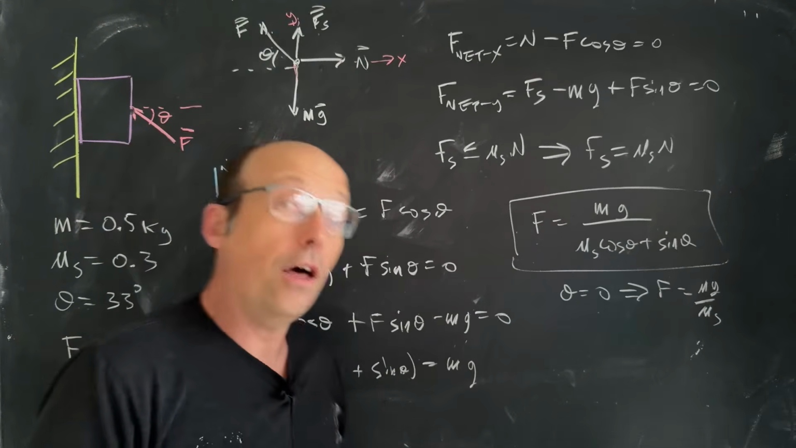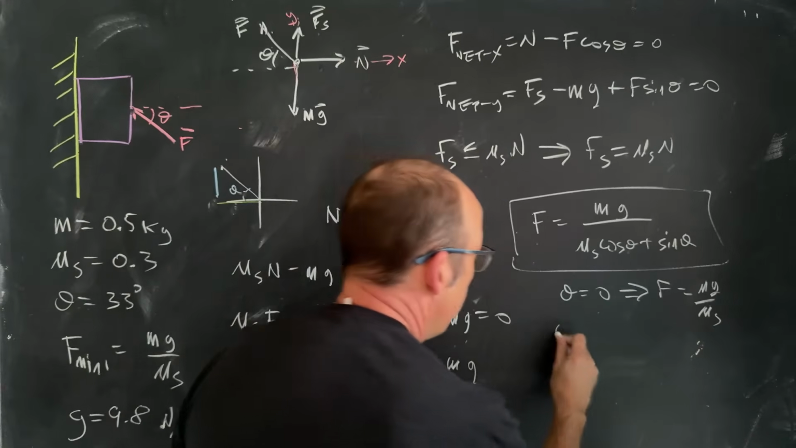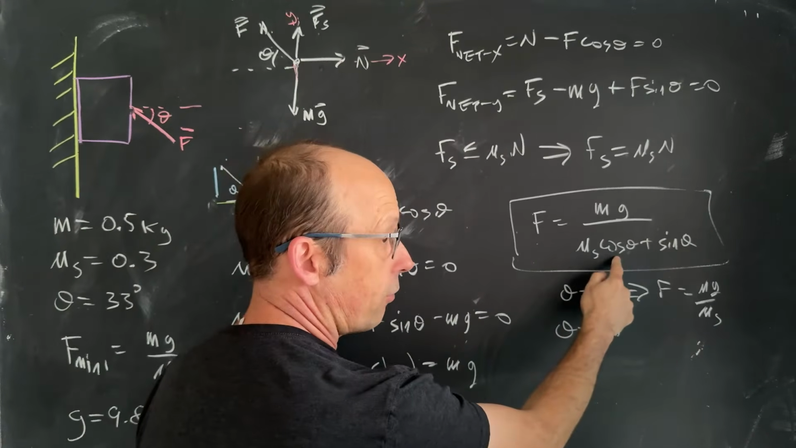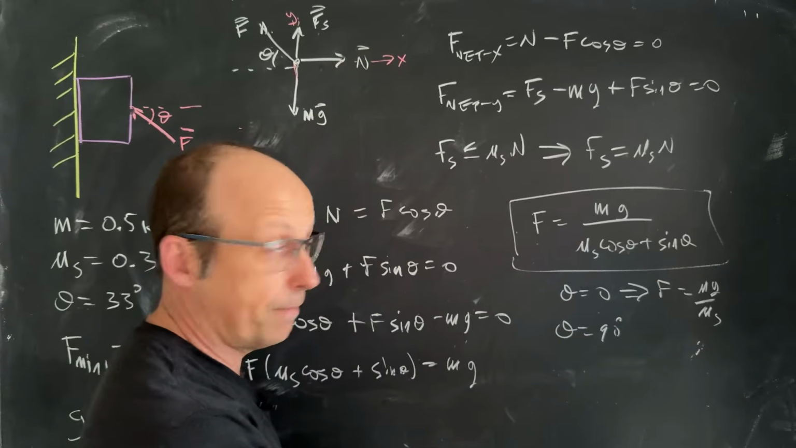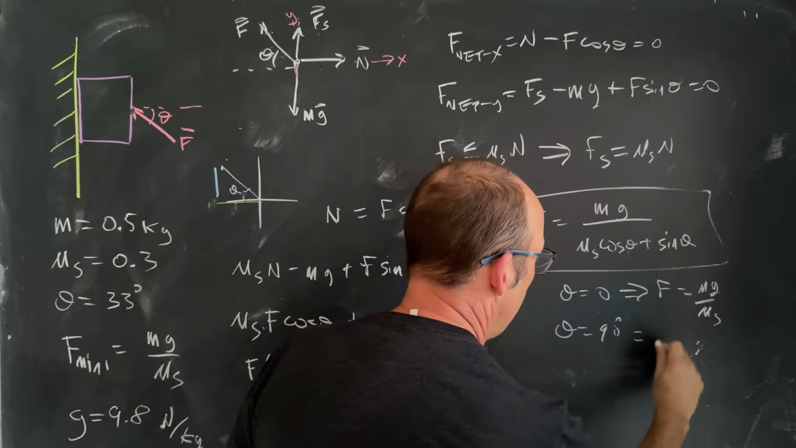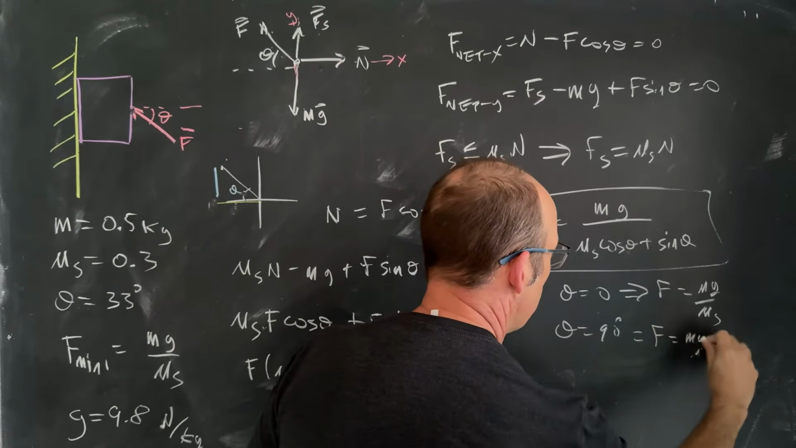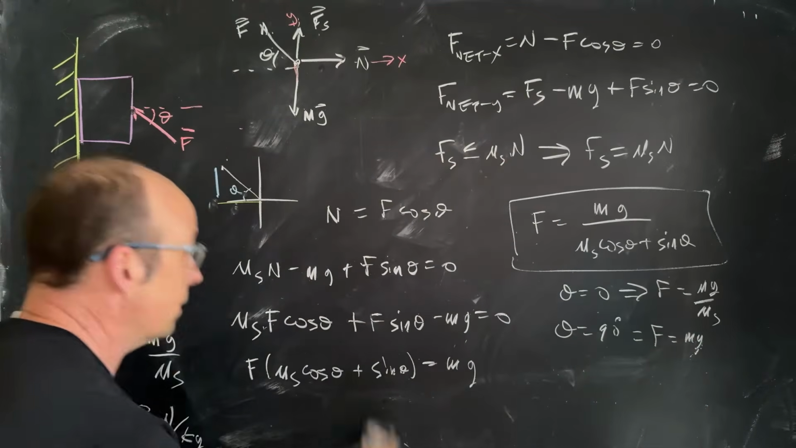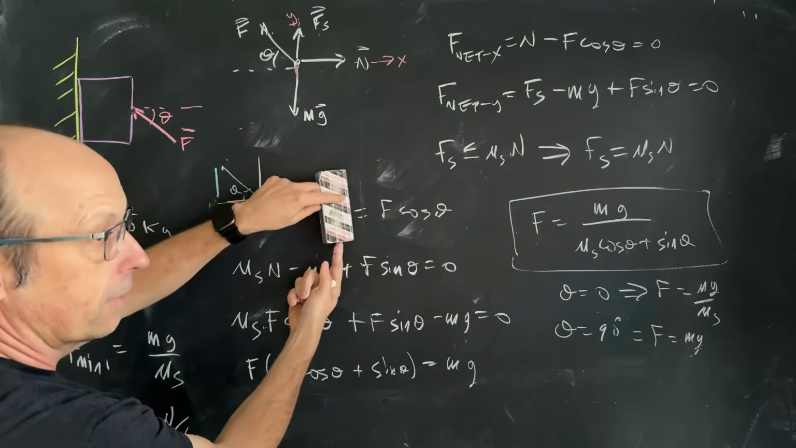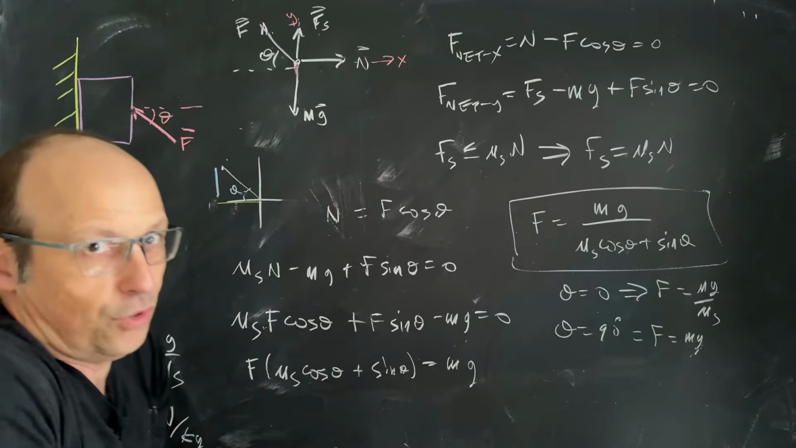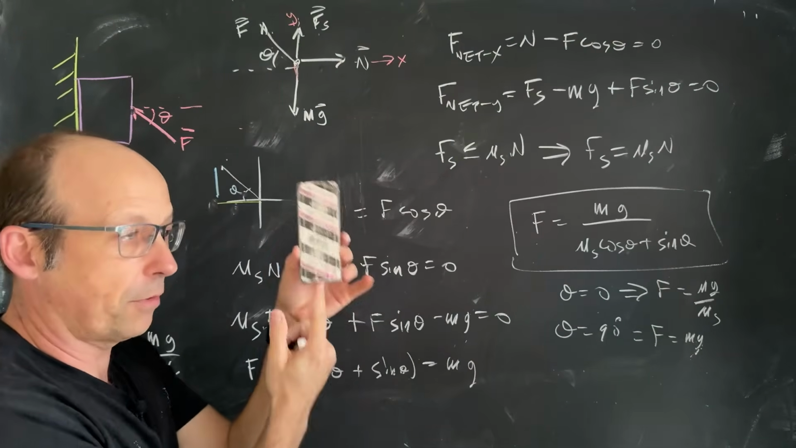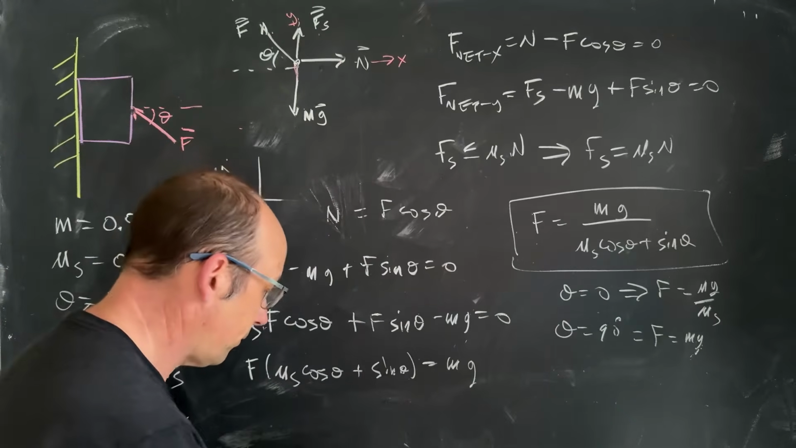What about the other extreme case? What if theta is 90 degrees? Well, if I put in 90 degrees, cosine theta gives me 0, and sine of 90 is 1. So that gives me f equals mg. So this would be the case where I push with the minimum force like this to hold it up. I'm not even using friction from the wall. I'm not even really in contact with the wall. I'm just holding up the eraser. So that makes sense too.